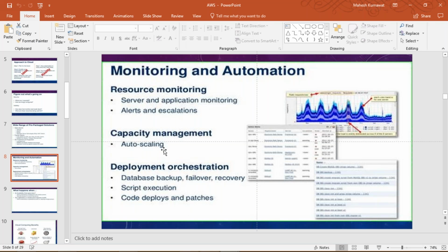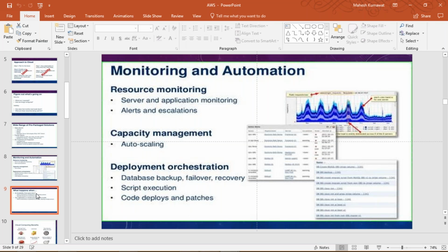Deployment orchestration, database backup, failover recovery scripts execution, code deploys and patches: you can just do it, because all the features are available in the AWS environment. You can just configure it as per your requirement. That is very easy in AWS.